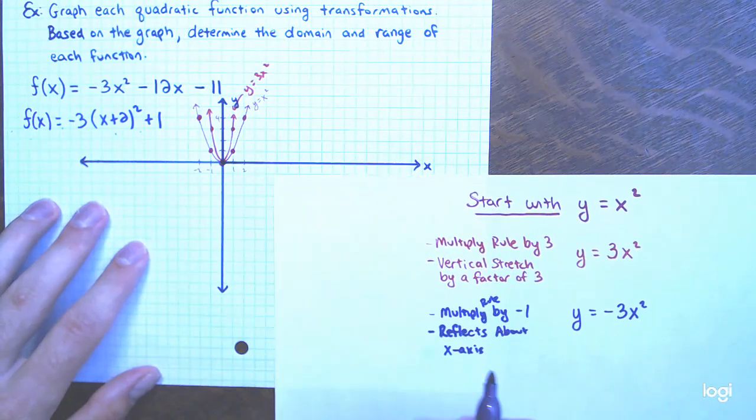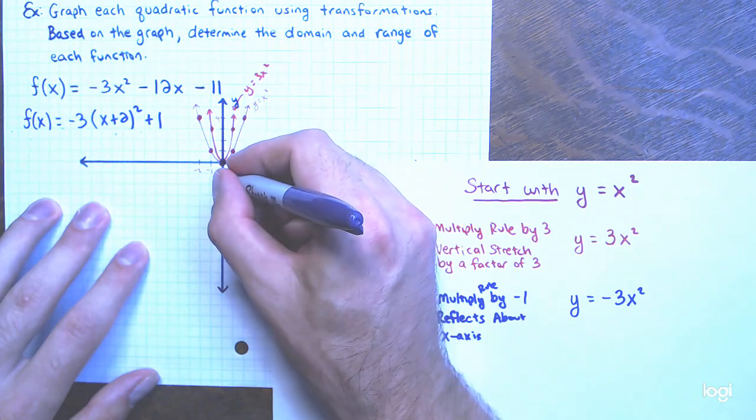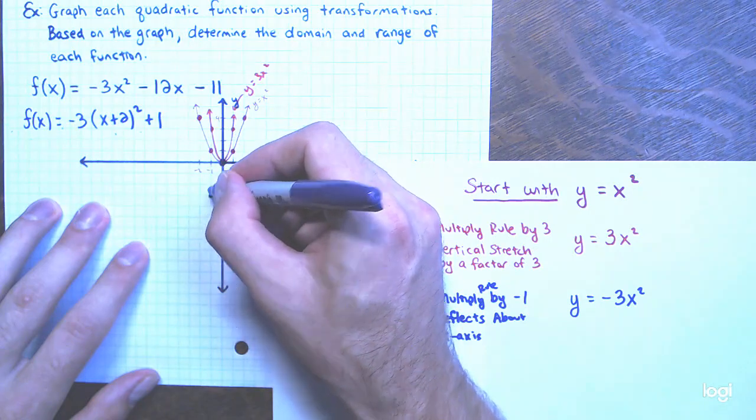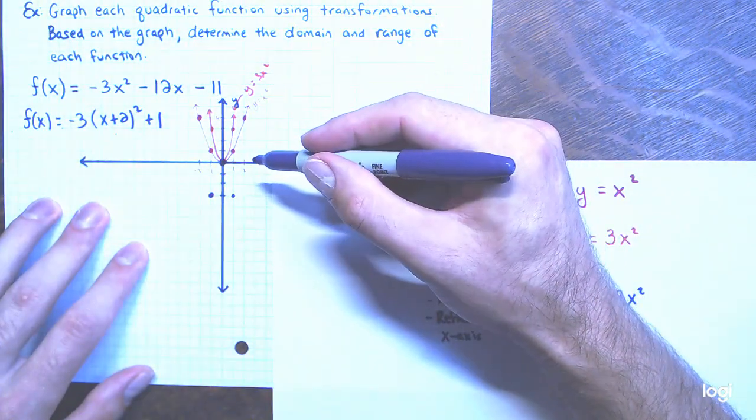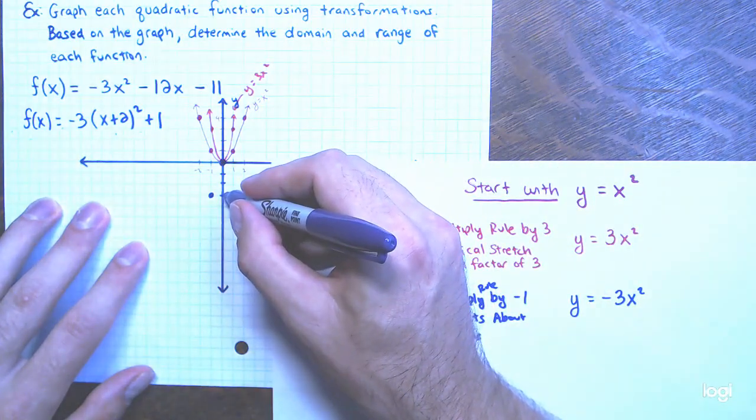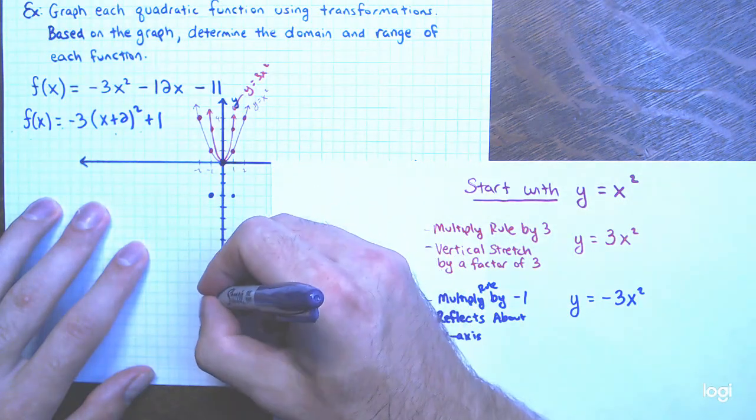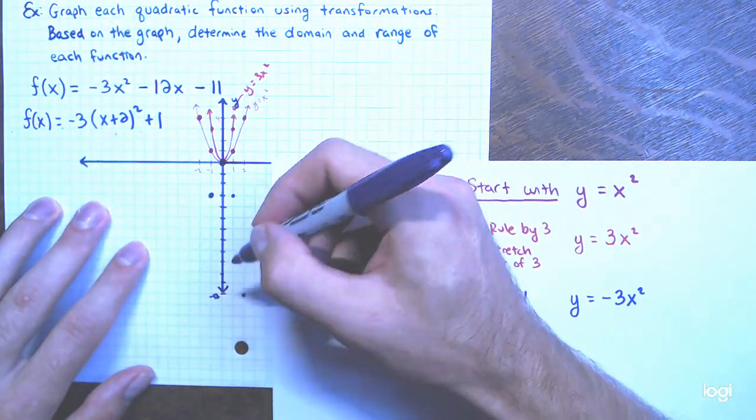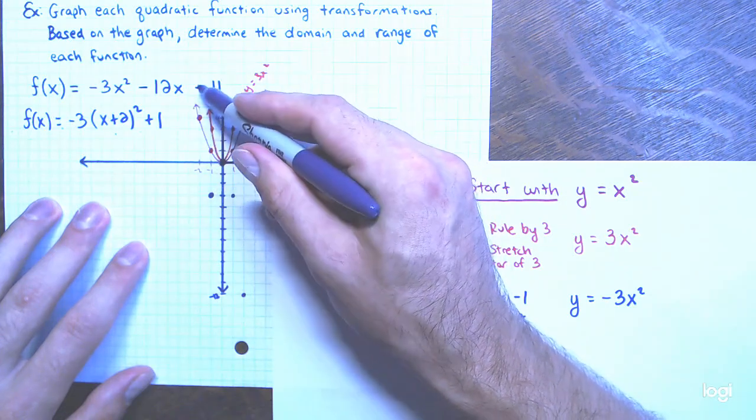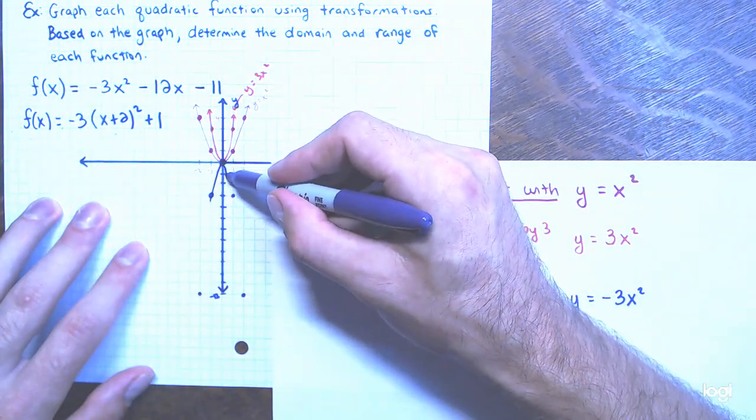So plotting some of these points, 0, 0 would still be at 0, 0. 1, 3 would go to 1, negative 3. Negative 1, 3 would go to negative 1, negative 3, right? And 2, 12 would go to 2, negative 12. And I can put that in here. 2, 3, 4, 5, 6, 7, 8, 9, 10, 11, 12. There's negative 12. 2, negative 12. And then negative 2, 12 on the orange graph, the y equals 3x squared, would go to negative 2, negative 12. And you get this parabola here that's opening downward.